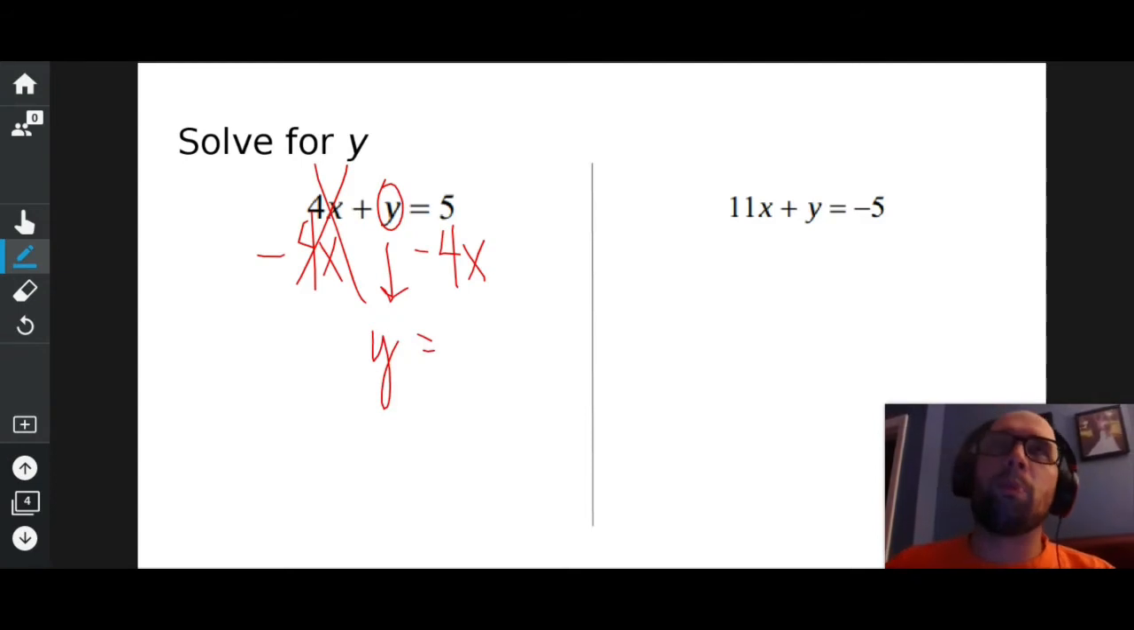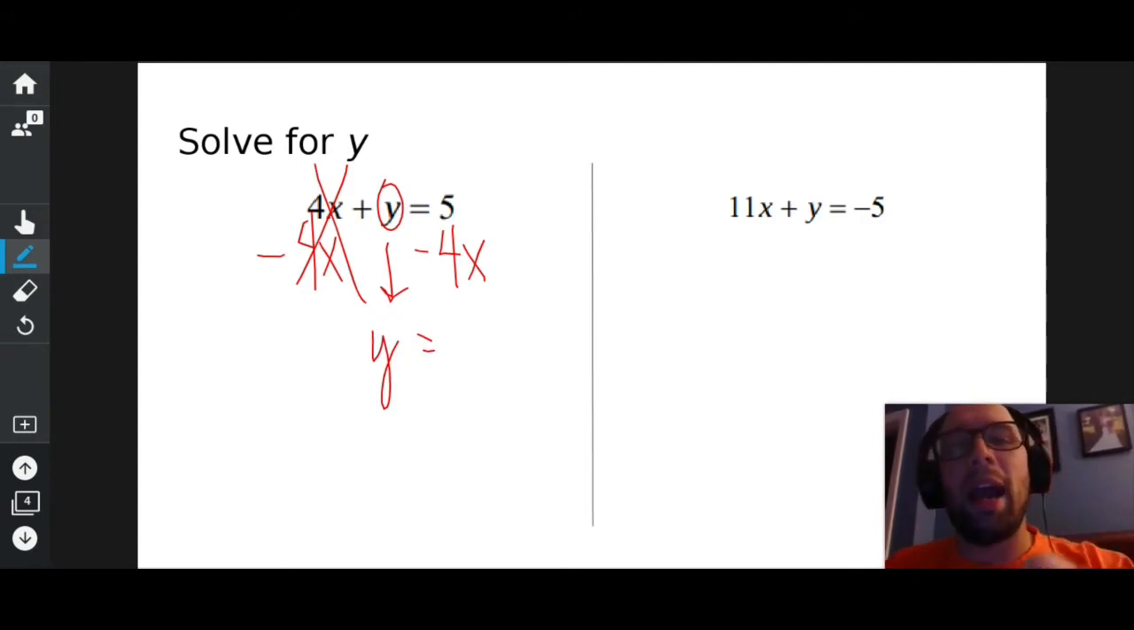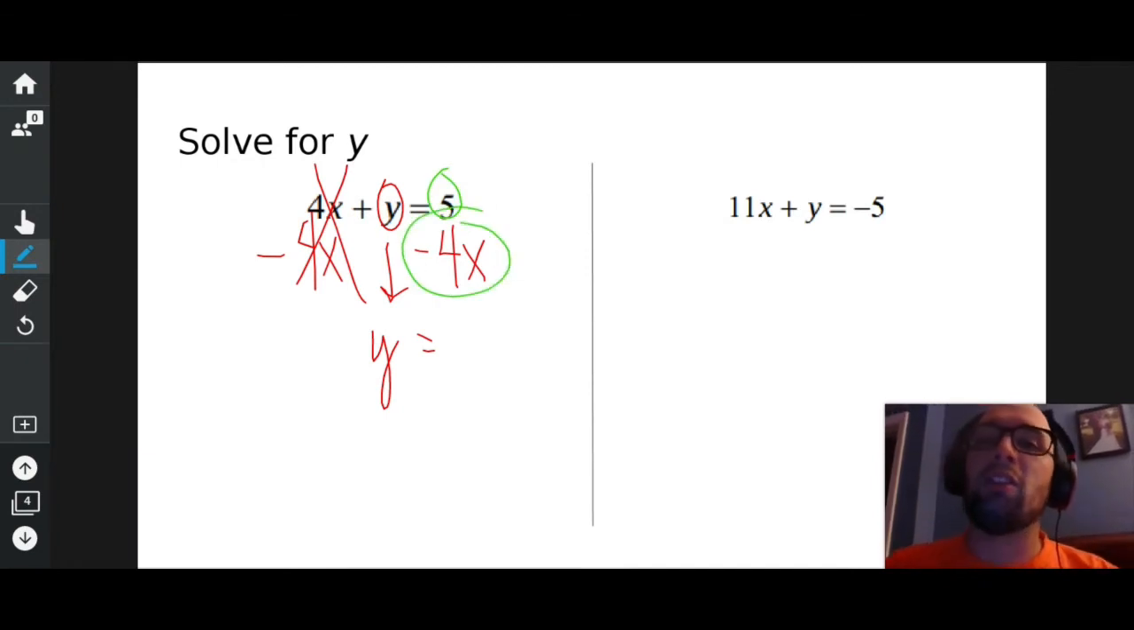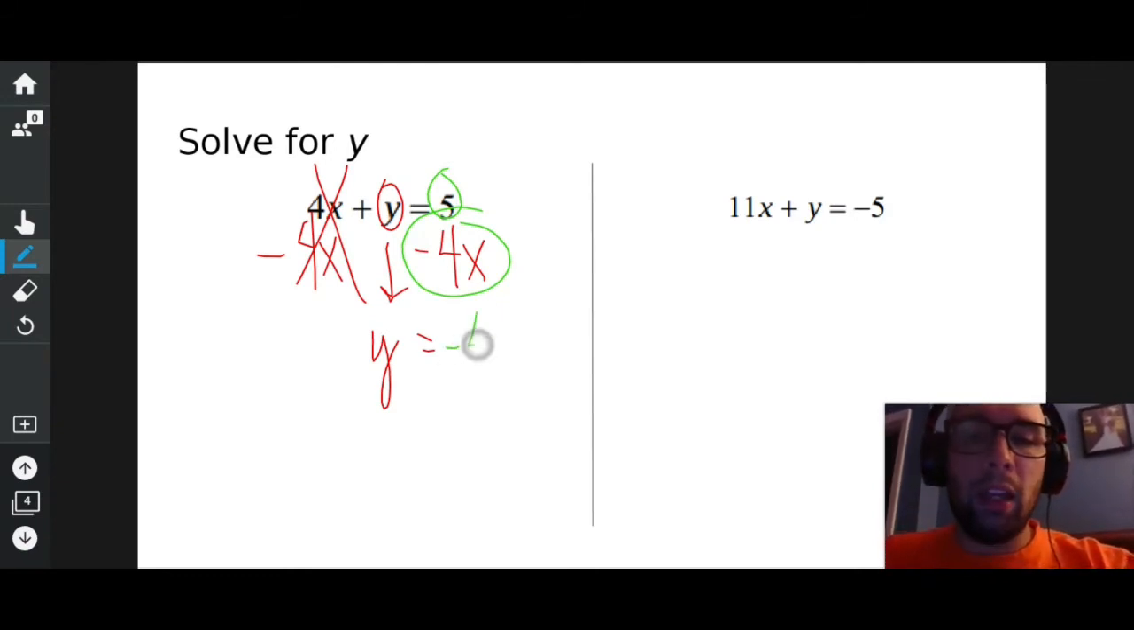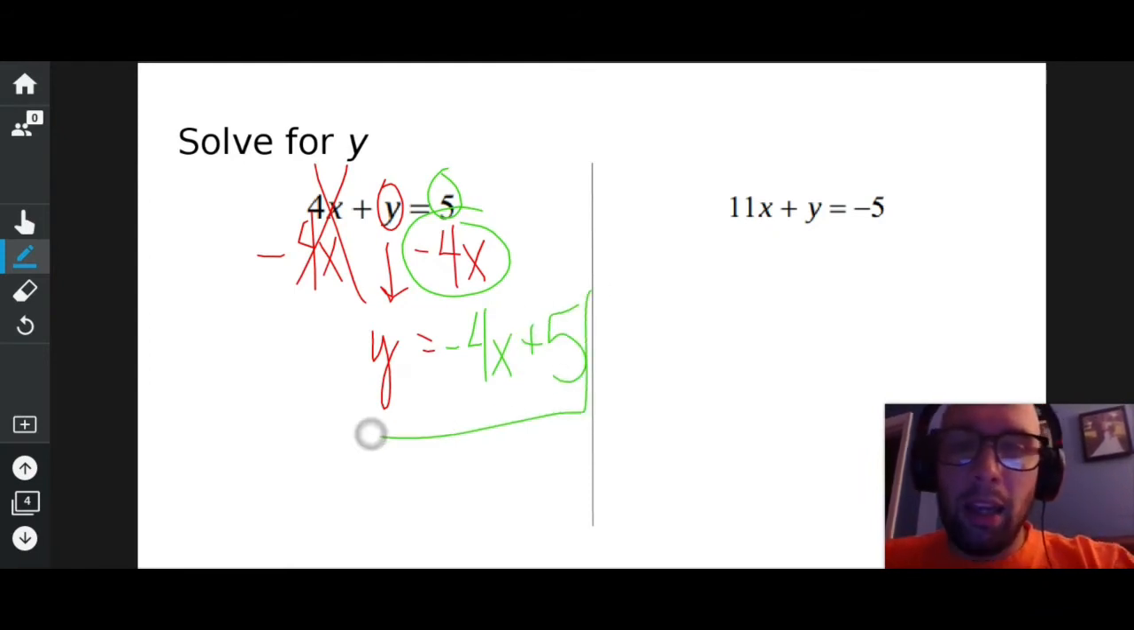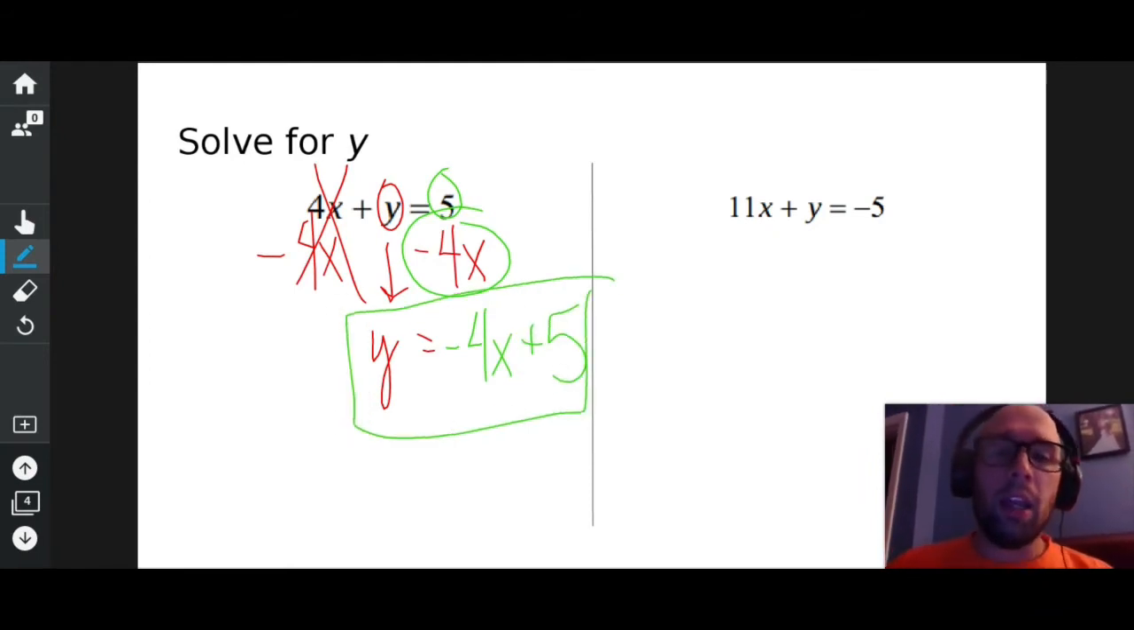Now, for Chapter 4's sake, anytime I have an x attached to anything, I'm going to write that out first. On the right side, I have a 5 and a negative 4x that don't combine. I'm going to write out negative 4x first, and then positive 5. Now y is all by itself, and I'm done. They don't combine because one of them has an x and the other one doesn't. They're not like terms. Don't combine them.